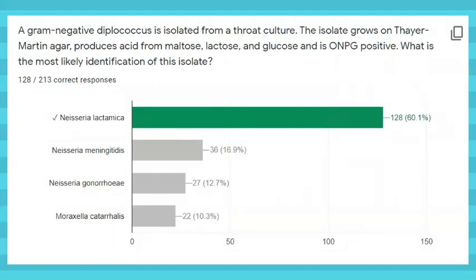Okay, next question. A gram-negative diplococcus is isolated from a throat culture. The isolate grows on Thayer-Martin agar and produces acid from maltose, lactose, and glucose, and is ONPG positive. What is the most likely identification of this isolate? So what is being described here actually would be your CTA, cysteine trypticase agar. The CTA can be incorporated with various sugars, which include glucose, maltose, lactose, and sucrose. And you can actually differentiate your various Neisseria species through your CTA.